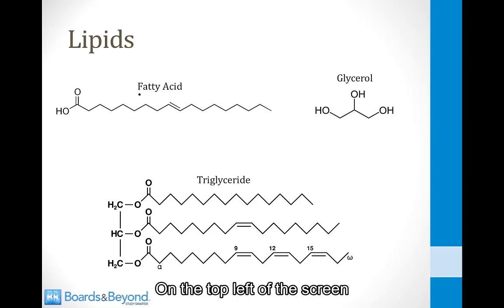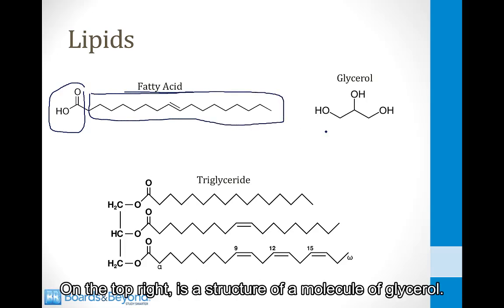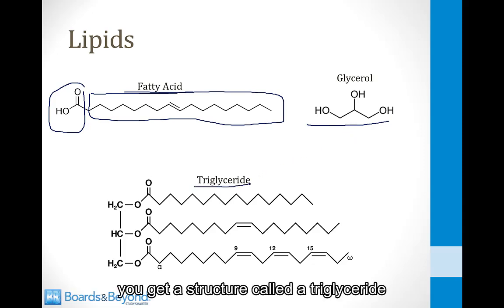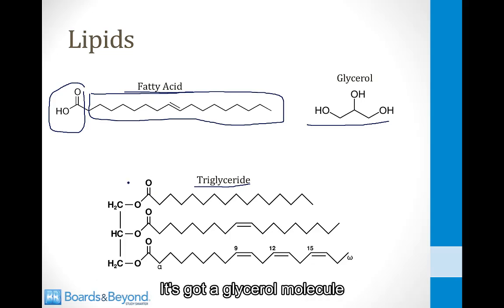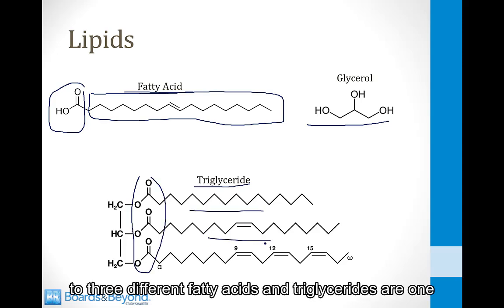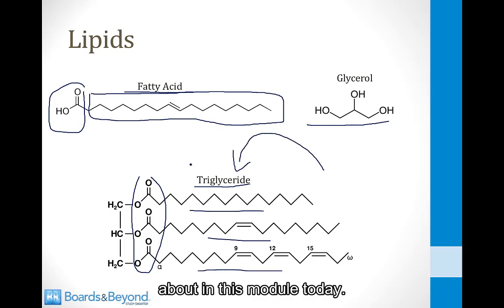On the top left of the screen here is the structure of a fatty acid. It ends in a COOH group, but mostly it is a very long chain of carbons and hydrogens. On the top right is the structure of a molecule of glycerol. If you add 3 fatty acids to a molecule of glycerol, you get a structure called a triglyceride, which can also be called a triacylglycerol molecule. It's got a glycerol molecule with 3 acyl bonds connecting it to 3 different fatty acids. And triglycerides are one of the very important lipids that we're going to talk about in this module today.